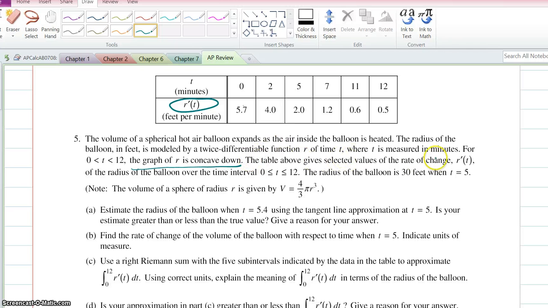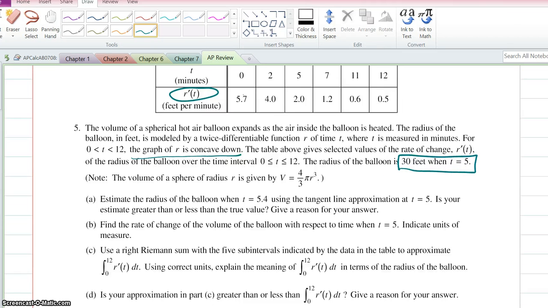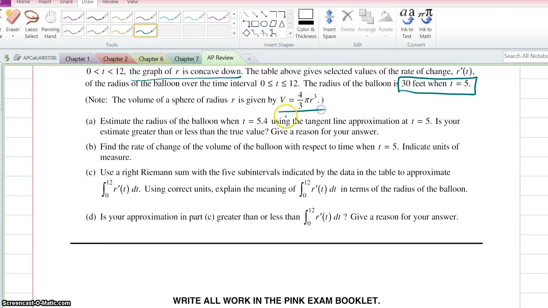The table above gives selected values of the rate of change r prime of t of the radius of the balloon over the time interval 0 to 12. The radius of the balloon is 30 feet when time equals 5. So they're essentially giving you a very important point there. Now notice how they give you the volume formula. You don't have to have any obscure volume formulas memorized. They will give those to you, and that's one like that.